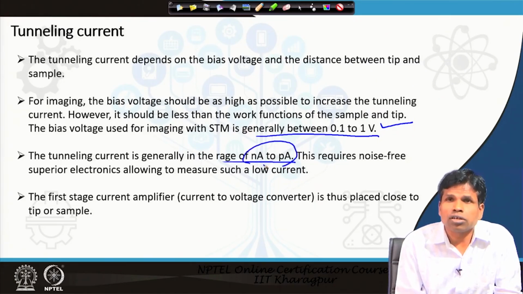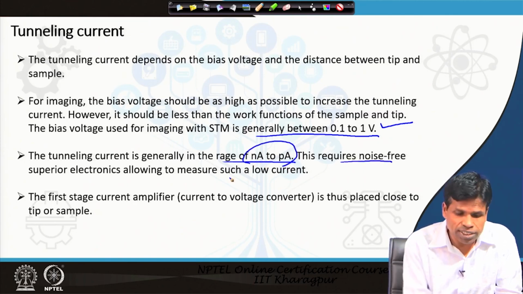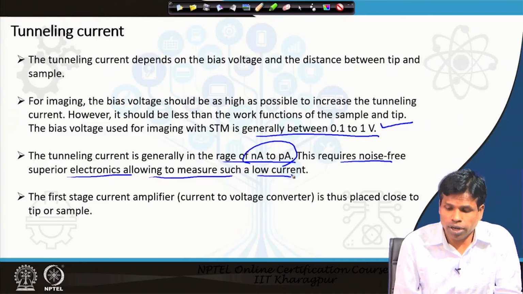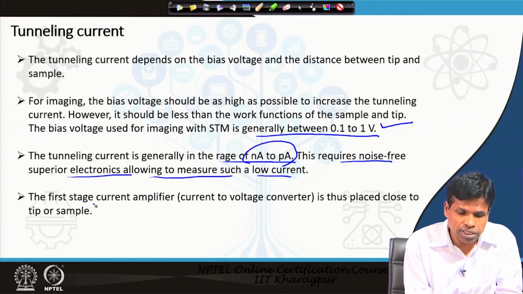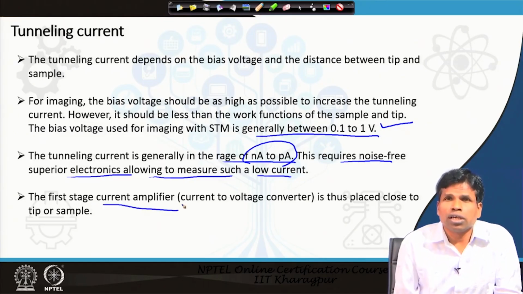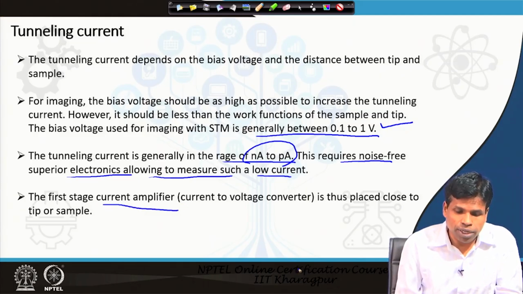As the current level is very small here, this requires noise free superior electronics, allowing the measurement of such a low current. And for that, as we have discussed, a very high quality current amplifier is used, which can measure currents of such a low value, and this current amplifier is placed very close to the tip and sample.